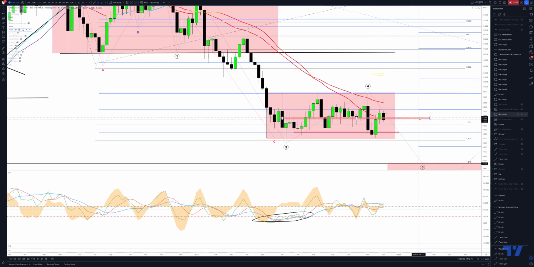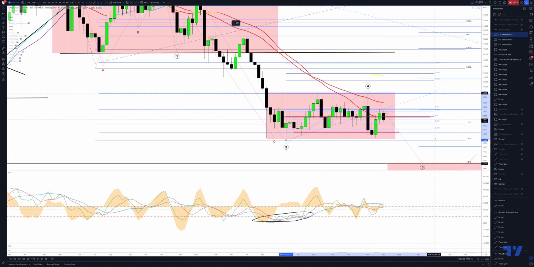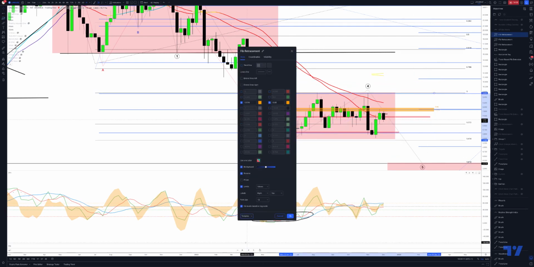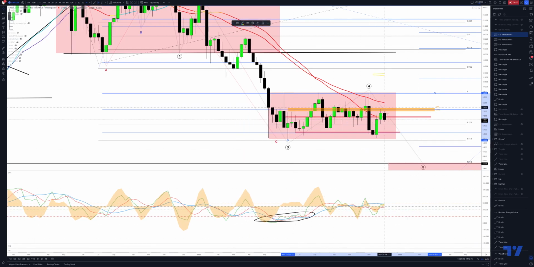So when we look at this, you can see this middle level that I have right there. We are closing below it at the moment, so nothing bullish there. So we're going to apply our Fibonacci there, and I'll just use a different template. That's our 618 level, so we need to close above it.